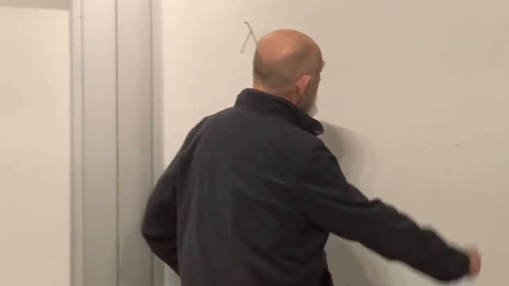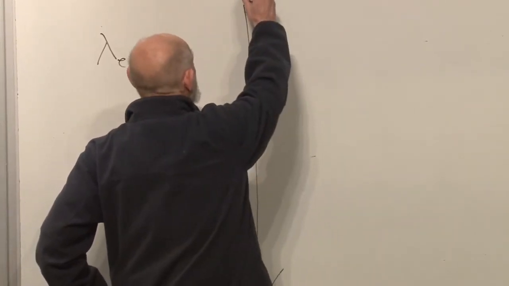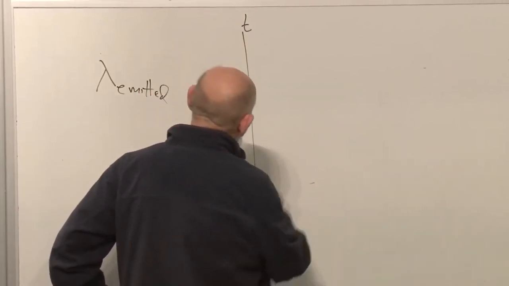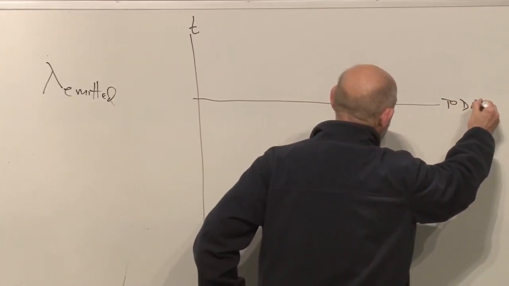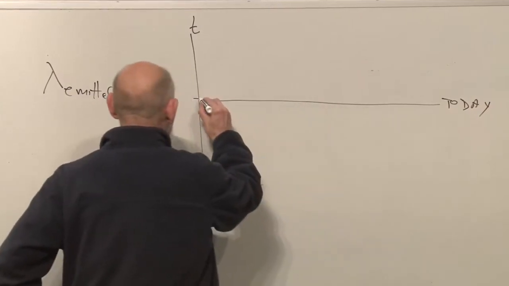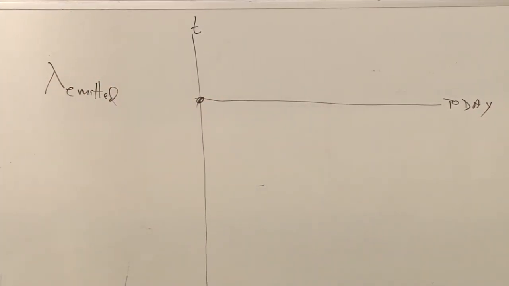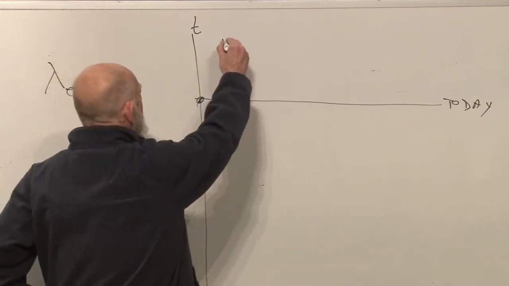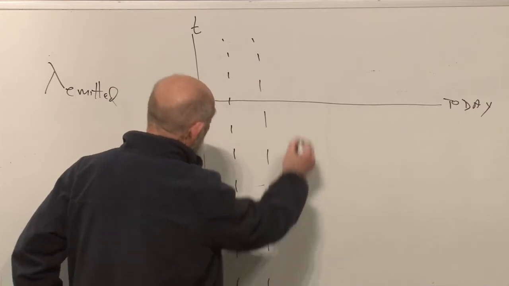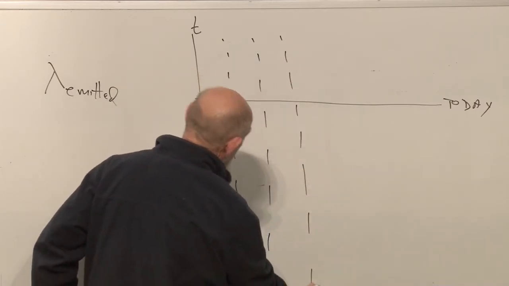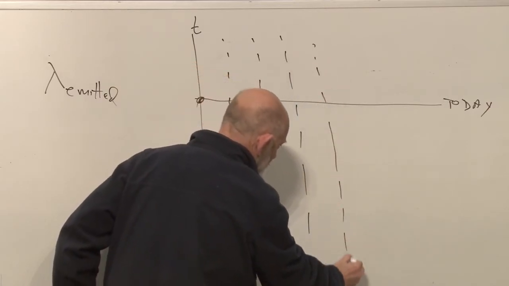So here is what is going on. Let's draw a map of the universe. This is time, horizontal is space, and here's today. We're right at the center. This is r equals 0. Different r correspond to different vertical lines here. This is r equals 1, r equals 2, r equals 3, and so forth.